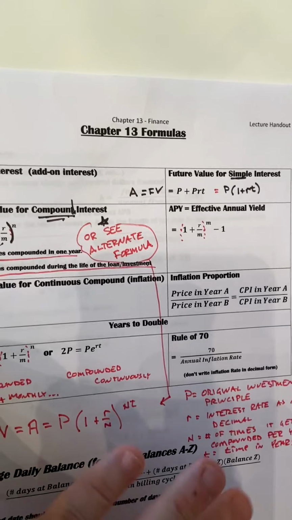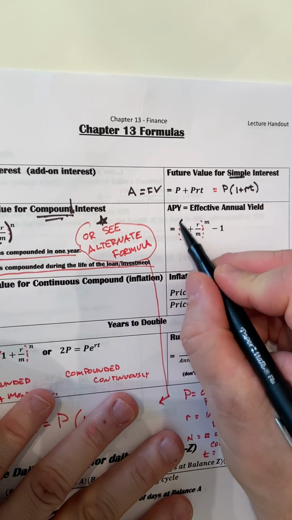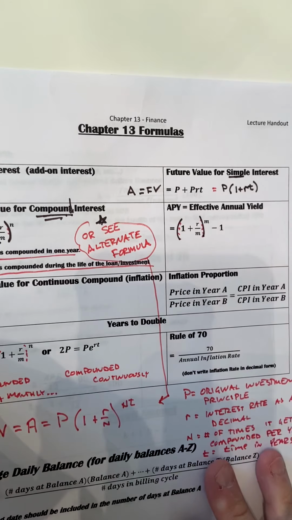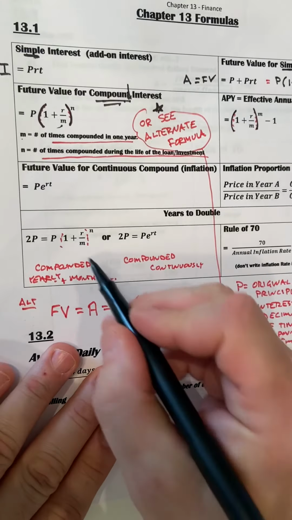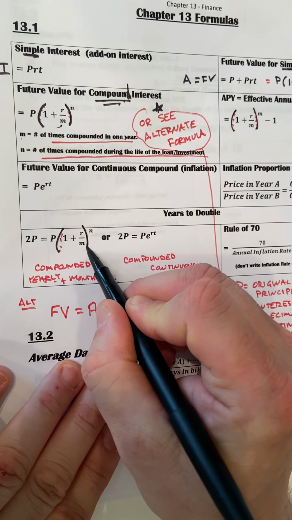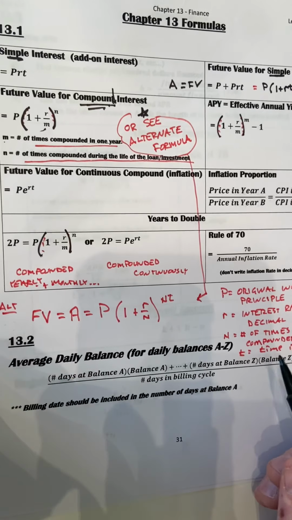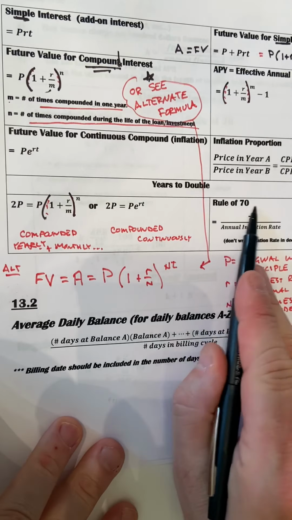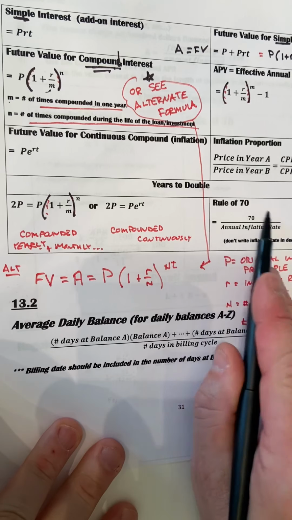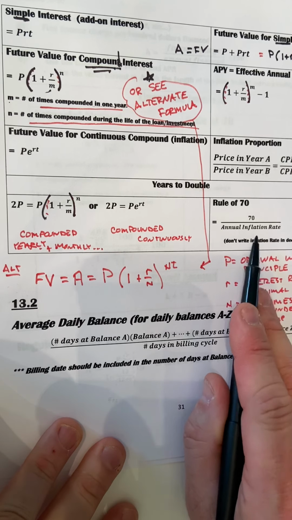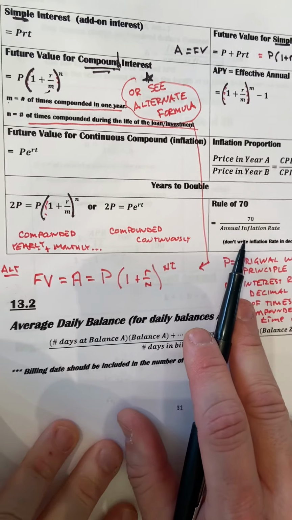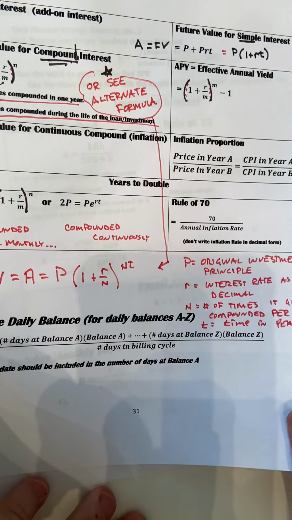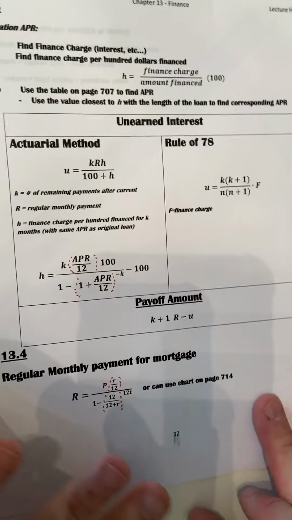The annual percentage yield, the APY, is missing parentheses. The time it takes to double using the book's formula is also missing parentheses. Everything else on this front page is good to go. The rule of 70 is a quicker way of doing this formula. It's less computation, but it will just give you an estimate. It will not be the exact value.